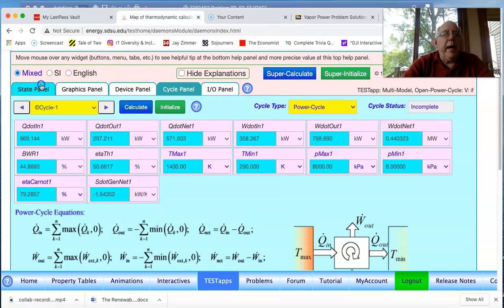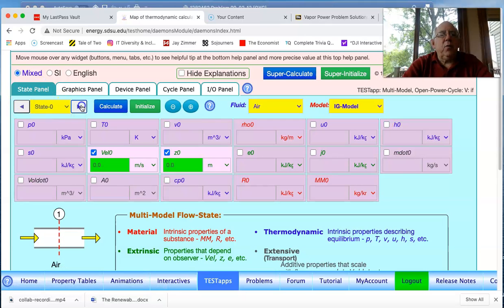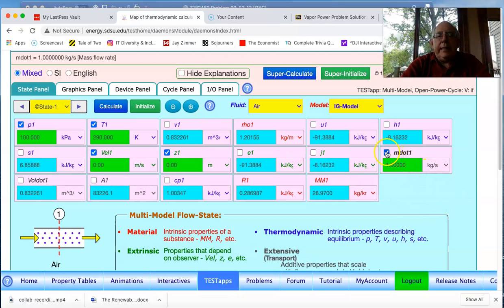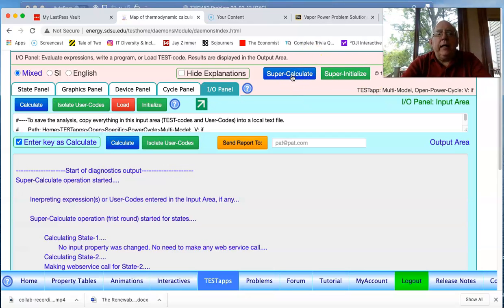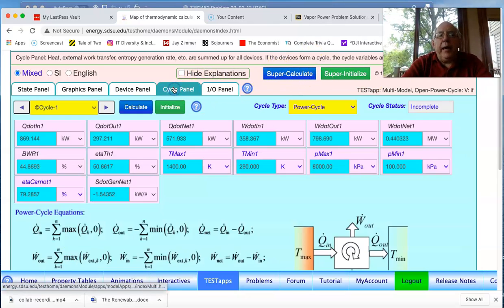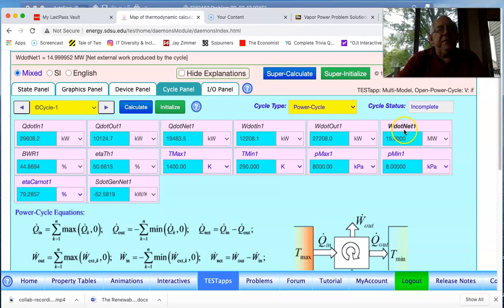So let me go back to my state panel, back to where I changed the state 1. It didn't take that particular number. Maybe I forgot to divide by it or hit the return key. And now it took it, it's green. I do a super calculate. I go back to the cycle panel, and now this should show up as 15. And it does. I hit the calculate, and so now this is 15.